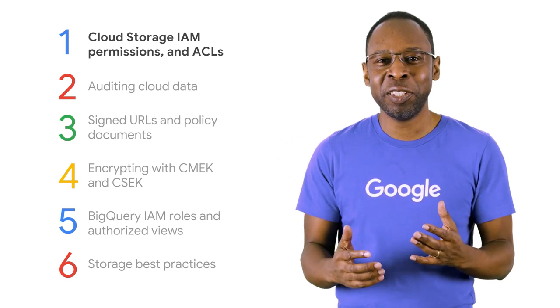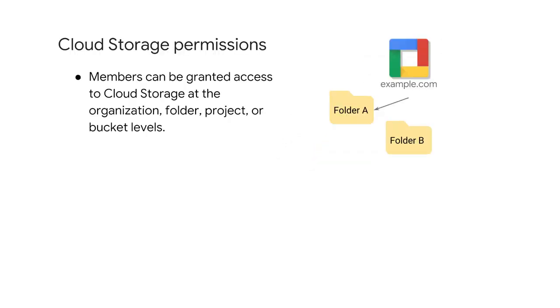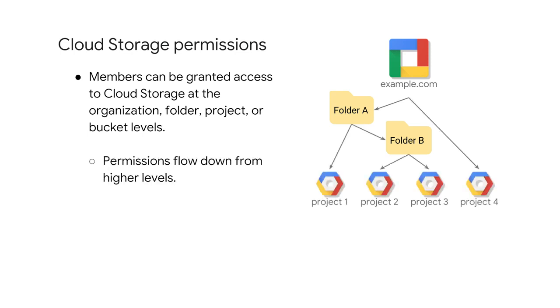Okay, let's get started with cloud storage, IAM permissions, and ACLs. You can control who has access to your cloud storage bucket and objects, as well as what level of access they have. Members can be granted access to cloud storage at the organization, folder, project, or bucket level. Any allocated permissions flow down from higher levels.